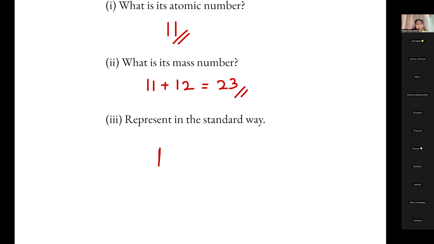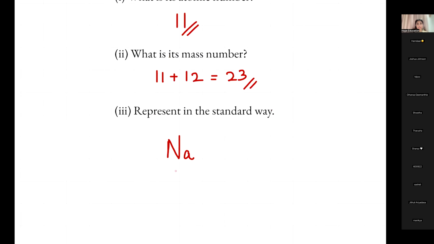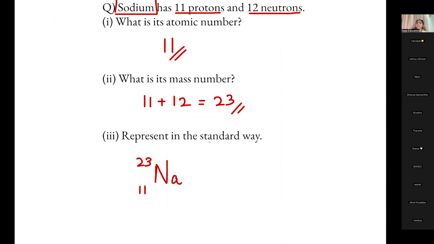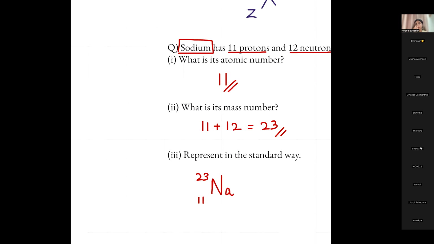So, I write Na. Then the left bottom corner is the atomic number. Its atomic number is 11, so I write 11 in the left bottom corner. In the left top corner, I write the mass number. Mass number is 23. I write it here. This is how you represent it in the standard way. Is this question clear to all of you? Give me a thumbs up. Yes. Okay. Others?